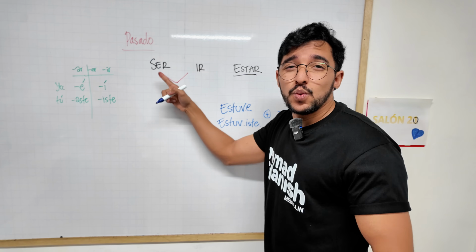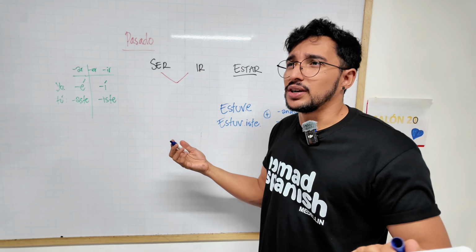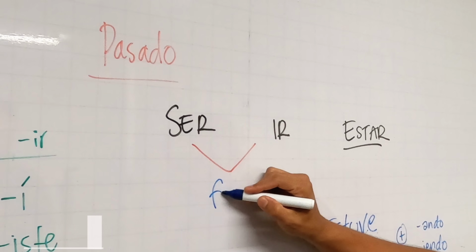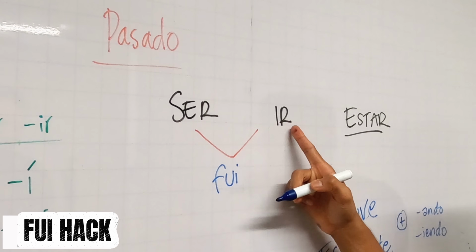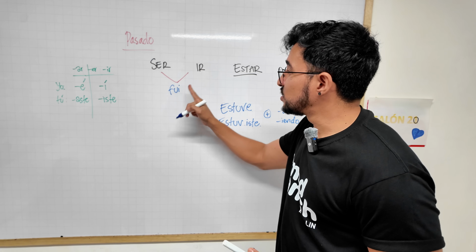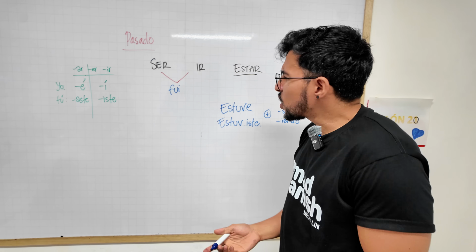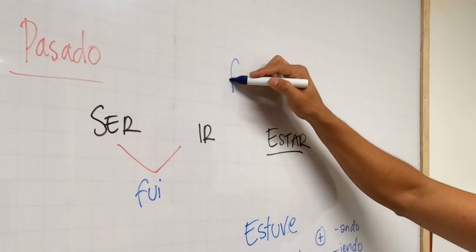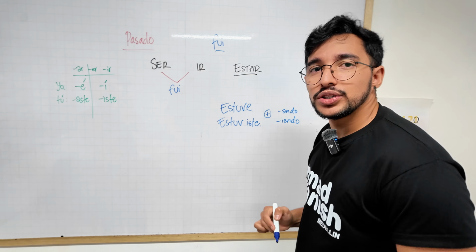If I want to say I was a teacher, like my last job, fui un profesor en la universidad. So the conjugation is fui. But if you say I went in Spanish, it would be also fui. How are you gonna know? Because of the context. The context is gonna tell you if you're saying I was or I went.